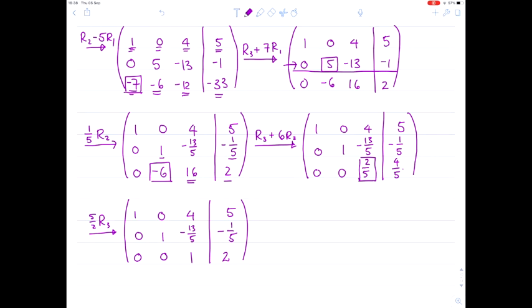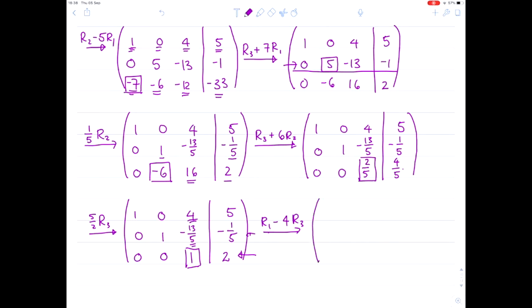The only thing that remains for us to do is make sure that this 1 that's sitting in the bottom left part of our augmented matrix is the only non-zero thing in the column. So we need to make this 4 and this minus 3/5 into zeros. So what we're going to do is subtract various multiples of row 3 from row 2 and row 1 to do that. So let's start with row 1. So we're going to say row 1 minus 4 times row 3.